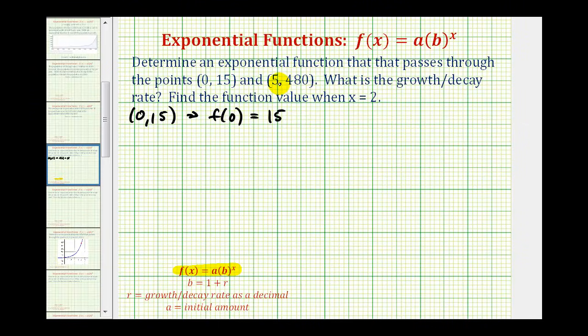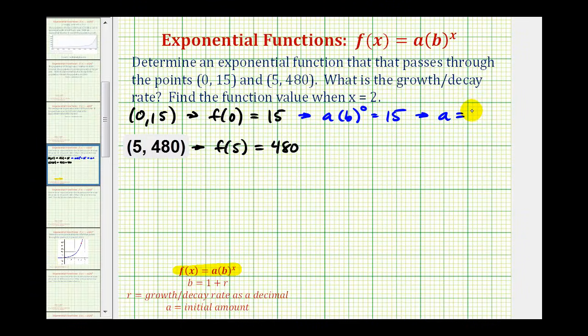And if the function contains the point (5, 480), then f of 5 must equal 480. And to emphasize that a is equal to 15, we can replace x with 0 in the exponential function. If we did this, we would have a times b raised to the 0 power equals 15, but b to the 0 is equal to 1, so we know a must equal 15.